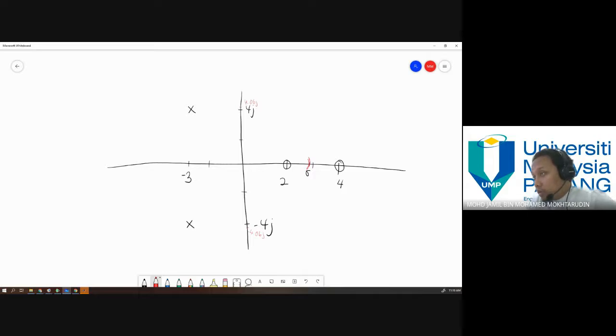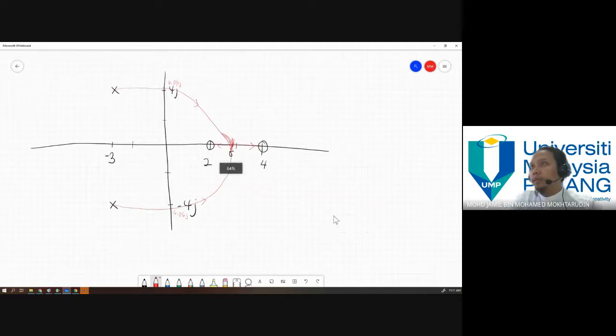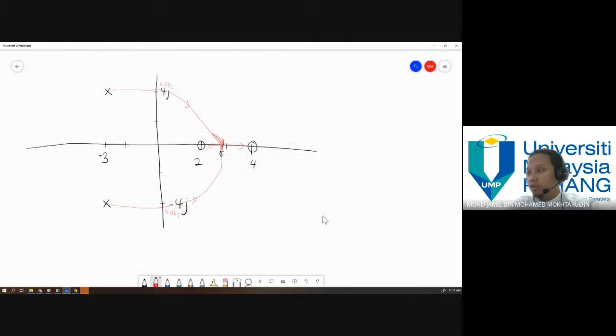So, and then, okay, draw it nicely. So one goes to this zero and the other one goes to the other zero. Okay, don't forget the arrow to represent the direction. Okay, so that's it. So a little bit about root locus.